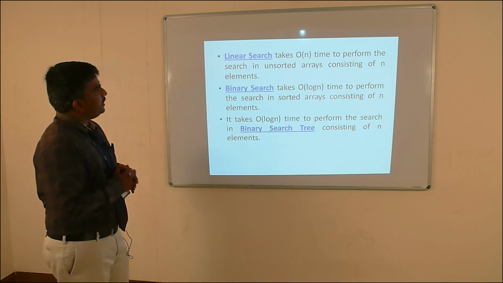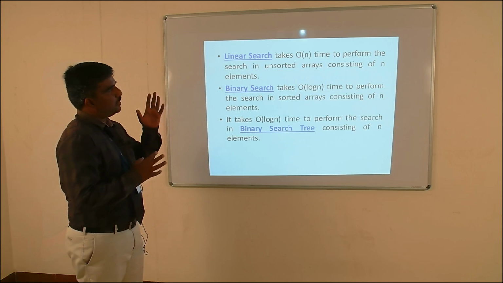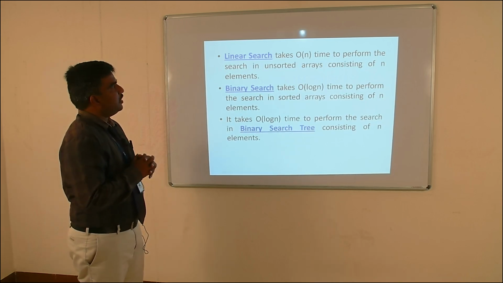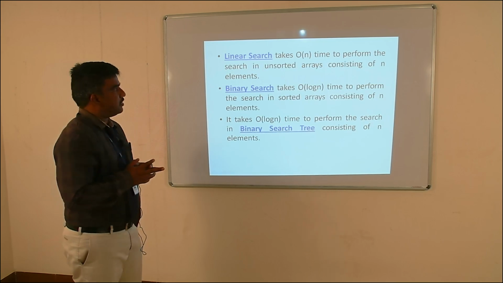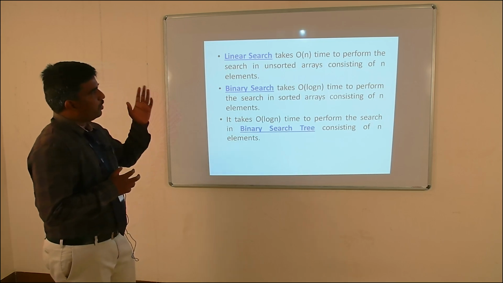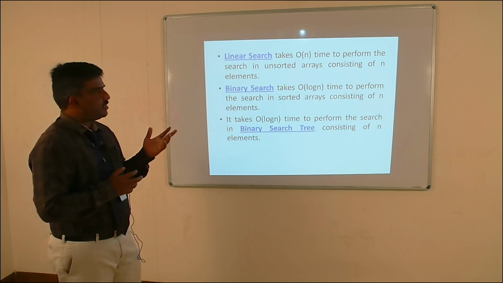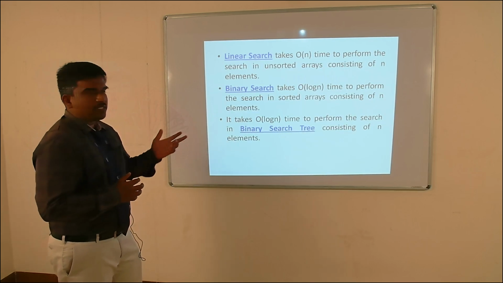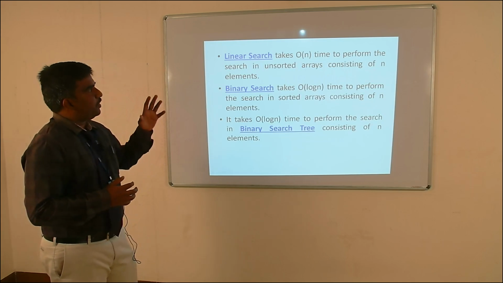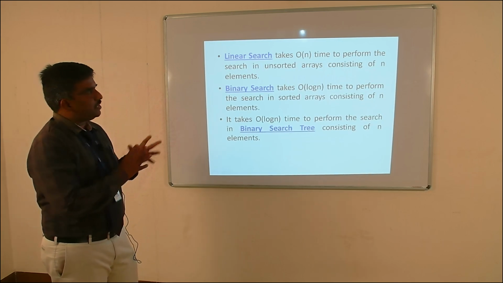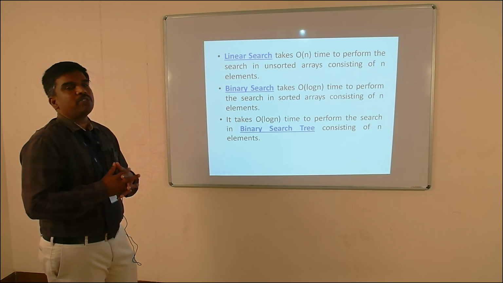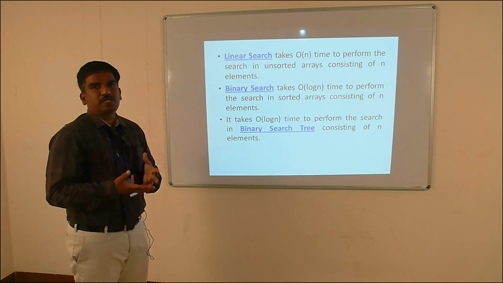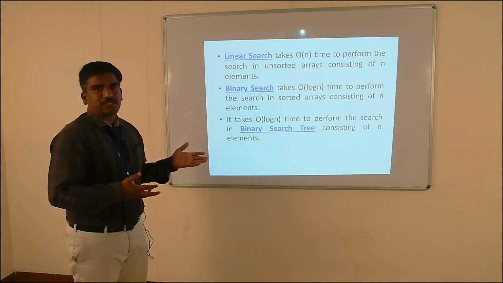In linear search, the total complexity is order of n while searching the array elements. In binary search, it takes order of log n for searching the elements in a sorted array, and in a binary search tree, the complexity will also be order of log n. When compared to hashing, these are the drawbacks, because hashing will search much faster when compared to these searching techniques, right?